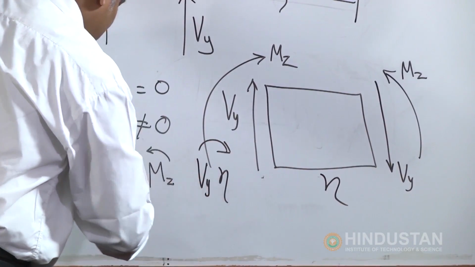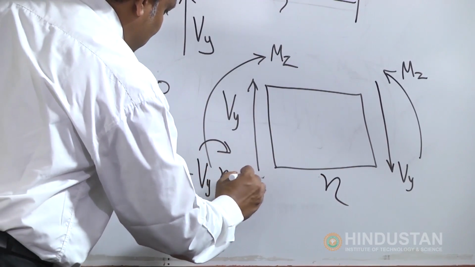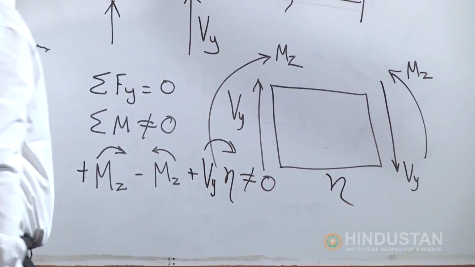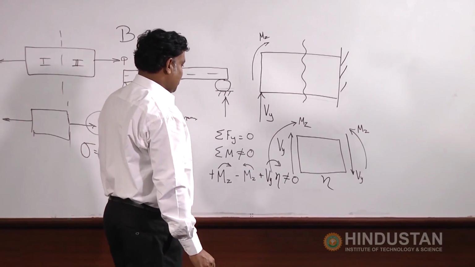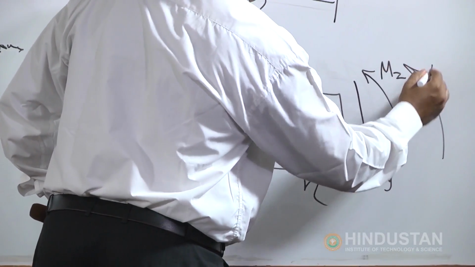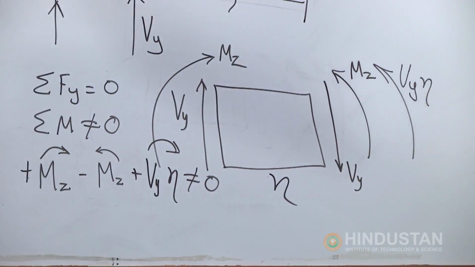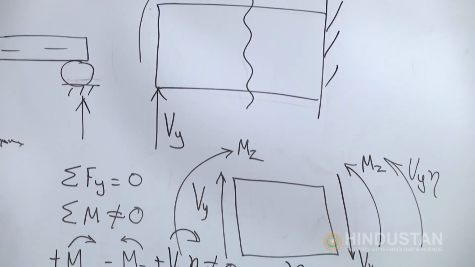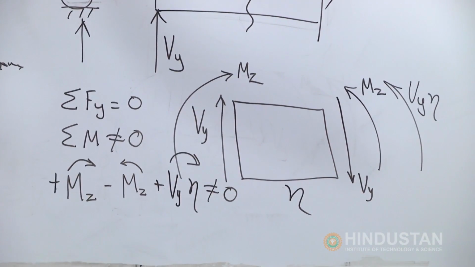That means, if you add all these things, let us take this as positive, this as negative, this also positive, this is not equal to 0. So, it is not in equilibrium. So, to make the beam in equilibrium, there is another moment there. How is it in equilibrium? That is only it is shown in the diagram. One side it is Mz, other side is Mz plus Vy eta.